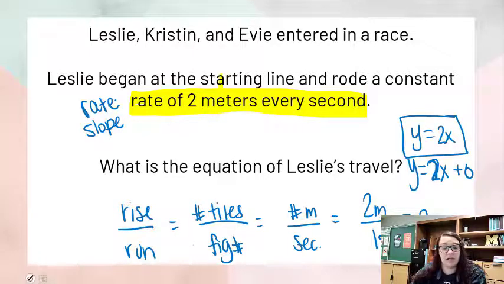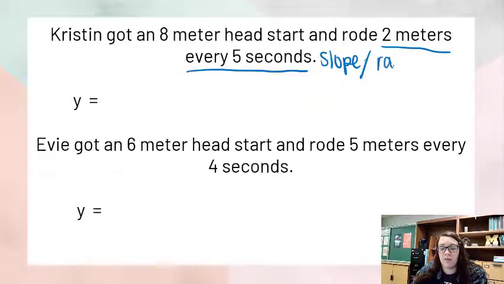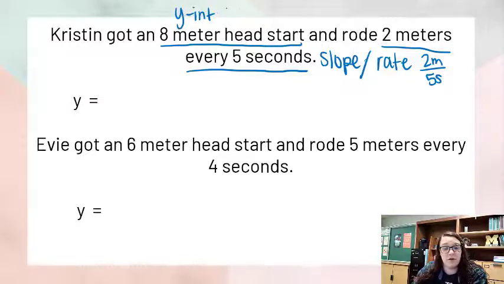So there's Leslie's line. All right, Kristin now, she had an 8-meter head start, and she rode 2 meters every 5 seconds. So let's see. Here is her rate, 2 meters every 5 seconds. That is the slope, or the rate, however you want to think of it, 2 meters for every 5 seconds. And then she got an 8-meter head start. That is my starting point. That is my y-intercept, where you start. So let's see, we've got 2/5 x plus 8. That's for Kristin.